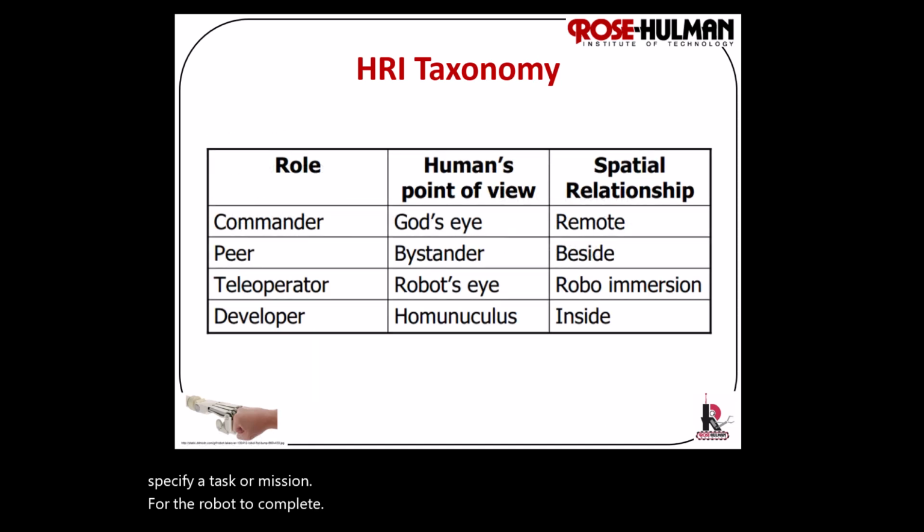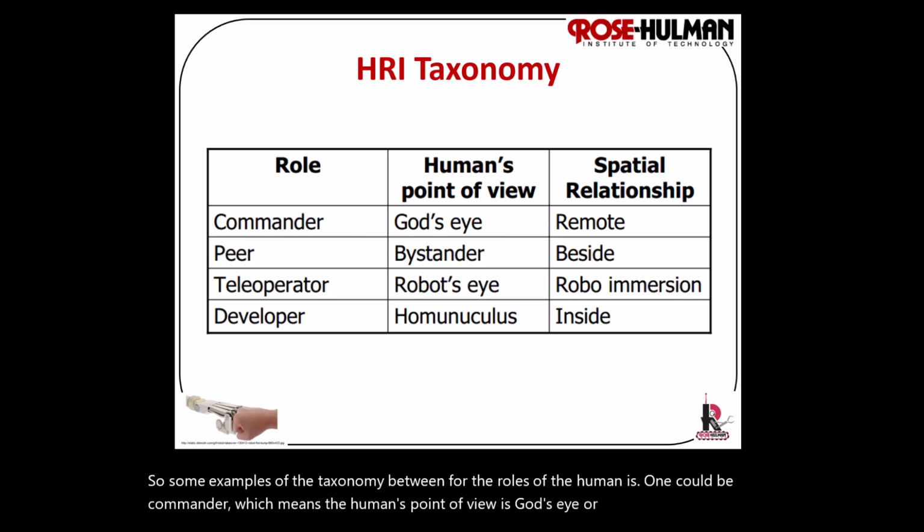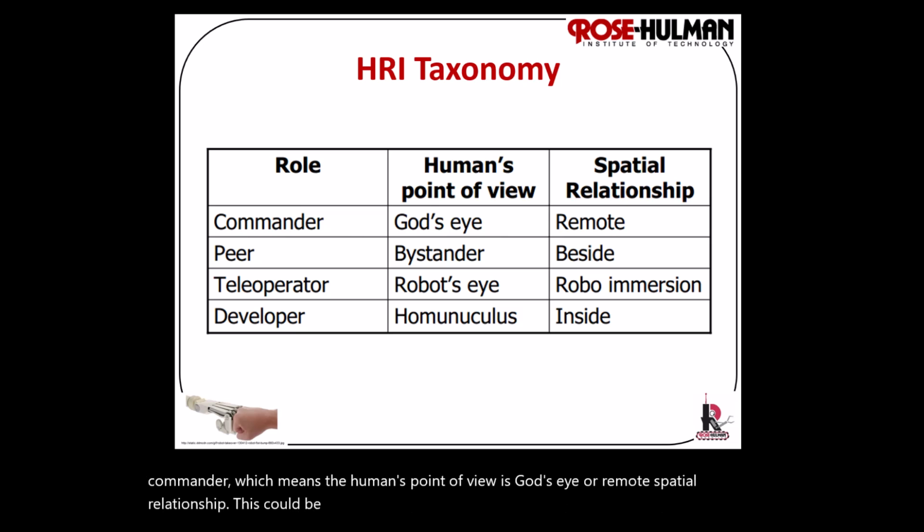So some examples of the taxonomy for the roles of the human is one could be commander, which means the human's point of view is God's eye or remote spatial relationship. This could be an example of NASA engineers here on Earth who are looking at the Mars rover, looking for soil or water remotely.